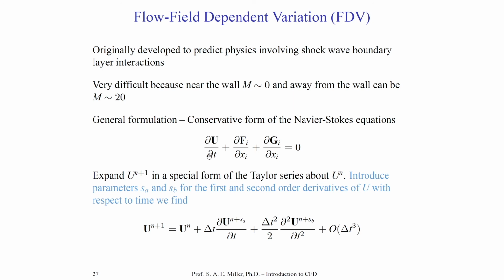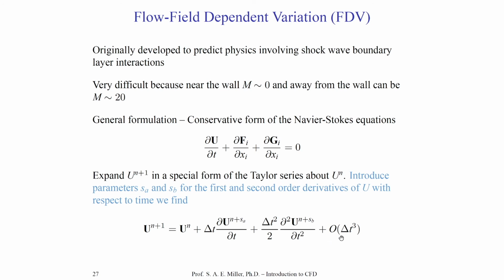By expanding the first term in the Taylor series, you'll find what I've written on the bottom of the page at 27. We'll have u of n plus 1 goes as u of n plus delta t times partial u of n plus sa over partial t, plus delta t squared over 2 times partial squared u of n plus sb over partial t squared, plus higher order terms.